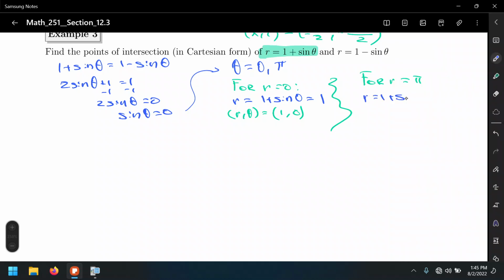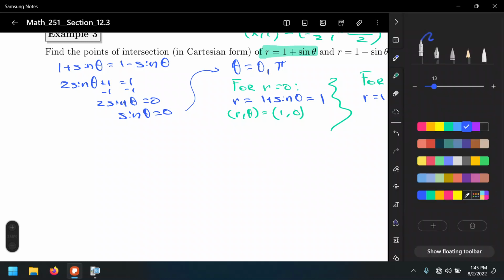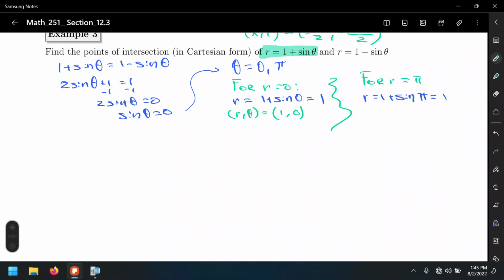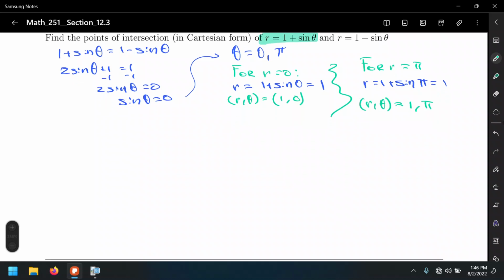All right, so let's do the second one for theta equals pi. r equals 1 plus sine pi. Sine pi again is 0 plus 1. That's also, oh, wait a minute. Yes. No, that's fine. Not 0. That's 1. And we're going to have a polar representation r, theta equals 1, comma pi. Okay, so we have the points in the polar system.